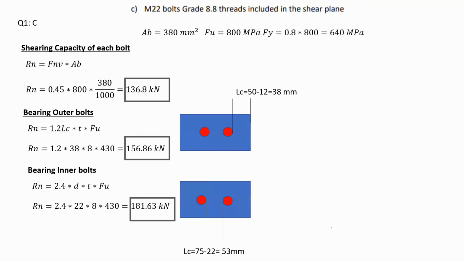Now moving on to the last part of this problem, part C. In this part it says if your bolts have a size of M22, or they are M22 bolts, grade 8.8 again. However, this time the threads are included in the shear plane. So what would be the capacity of your connection?